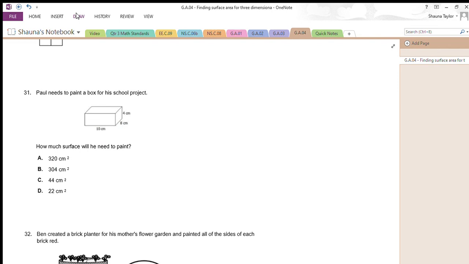Number 31 says Paul needs to paint a box for his school project. How much surface will he need to paint? Okay, so it sounds like they're talking about surface area here. So we have a rectangular prism. And if you remember, I told you that if you see a prism, you need to draw the net.